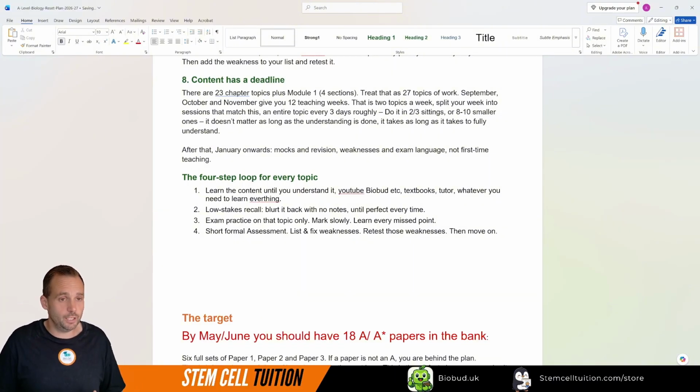Okay, now when you're learning, these are my 4 steps of learning. So learn the content so you understand. Do this however you want. The idea is the scholarship solves a lot of that. That's the idea of what the scholarship does. Then you can use BioBud, use your textbooks. I like a variety of sources because every source is not perfect.